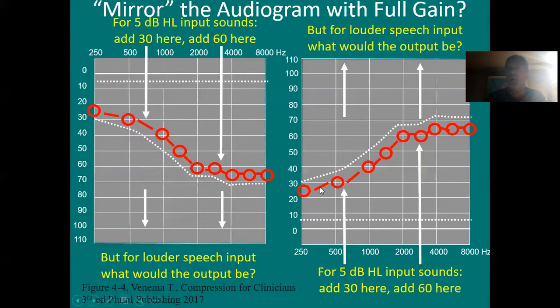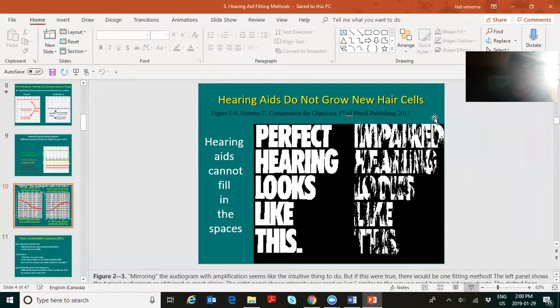Let's look at it on the right so that the decibels go up. Same thing. Here's the guy's hearing plotted upward. Here's that 5 dB sound across the frequencies. If I want to make this 5 dB bottom dotted line audible, I've got to lift it by the full degree of the loss. Then it's audible. That's all fine and dandy.